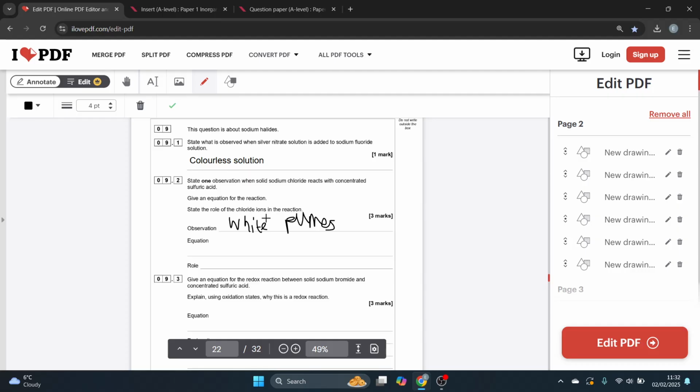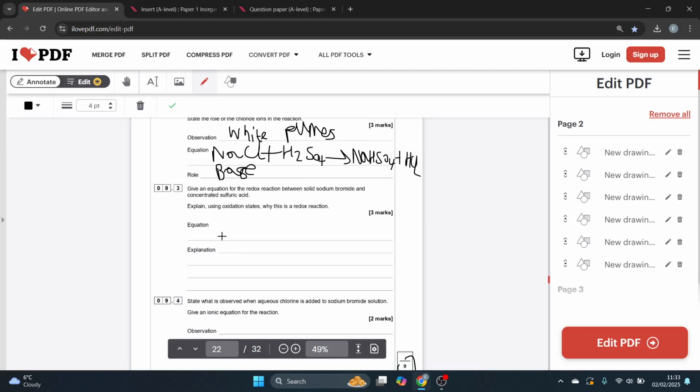Equation when solid sodium chloride reacts with concentrated sulfuric acid. Again, it's just going to be NaCl plus H2SO4 arrow NaHSO4 plus HCl. Role of chloride ions in the reaction: it's a base, we could say proton acceptor.